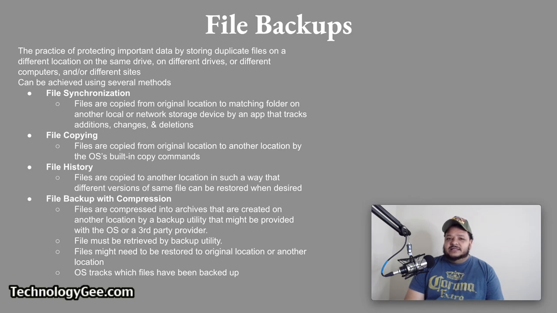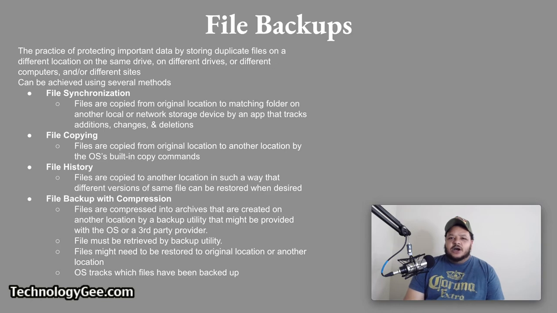You have file synchronization. That is when files are copied from the original location to a matching folder on another local or network storage device by an app that tracks additions, changes, and deletions. You have file copying. That's when files are copied from the original location to another location by the operating system's built-in copy commands. You have file history. That's when files are copied to another location in such a way that different versions of the same file can be restored when desired.